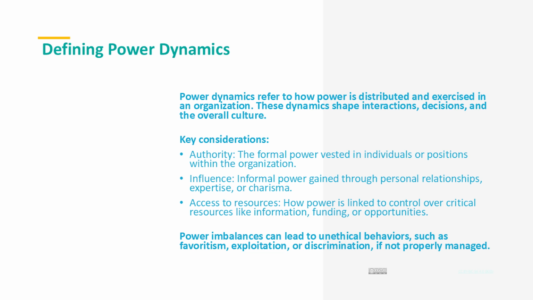Key elements of power dynamics include authority, the formal power individuals or roles hold. Influence, informal power through relationships, expertise, or personal charisma. Access to resources, control over critical resources like information, funding, or opportunities. If not handled well, power imbalances can lead to unethical practices, such as discrimination or exploitation, which harm organizational culture.